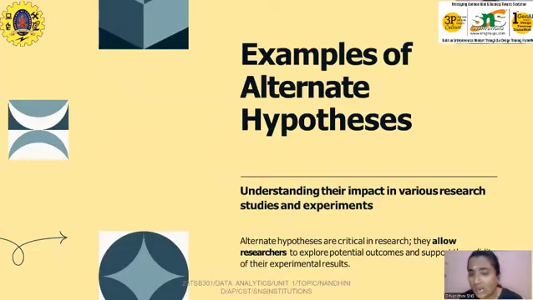For another example, here we are going to understand their impacts in various research studies and experiments. So we are going to understand this alternative hypothesis in various ways. The first one is critical research. Second, they allow the researchers to explore the potential outcome and support the validity of their experimental results. These are the things we are understanding here.